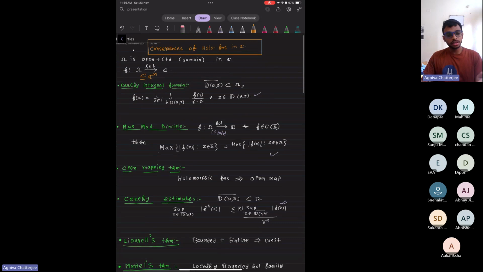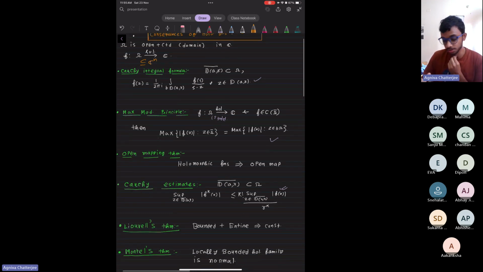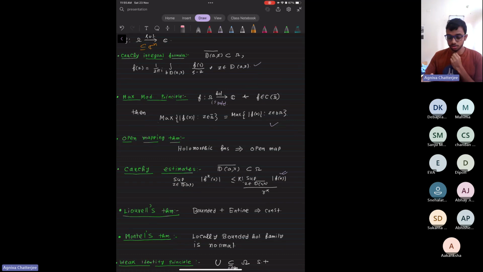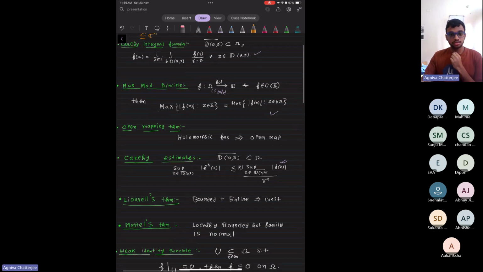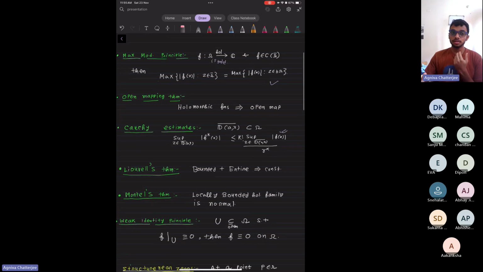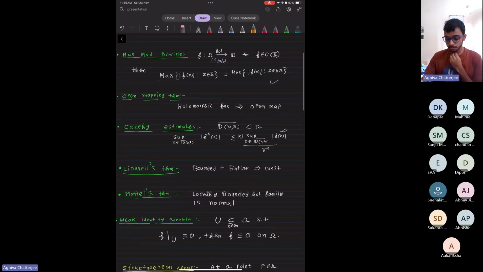So in higher dimension, as I said, you have a Cauchy integral formula, which I've just shown. Maximum modulus principle is exactly true. Open mapping theorem is true. Cauchy estimates, you can get Cauchy estimates. Liouville's theorem is true. Montel's theorem is true. Weak identity principle is true, which is a property, as I said, for any real analytic function.